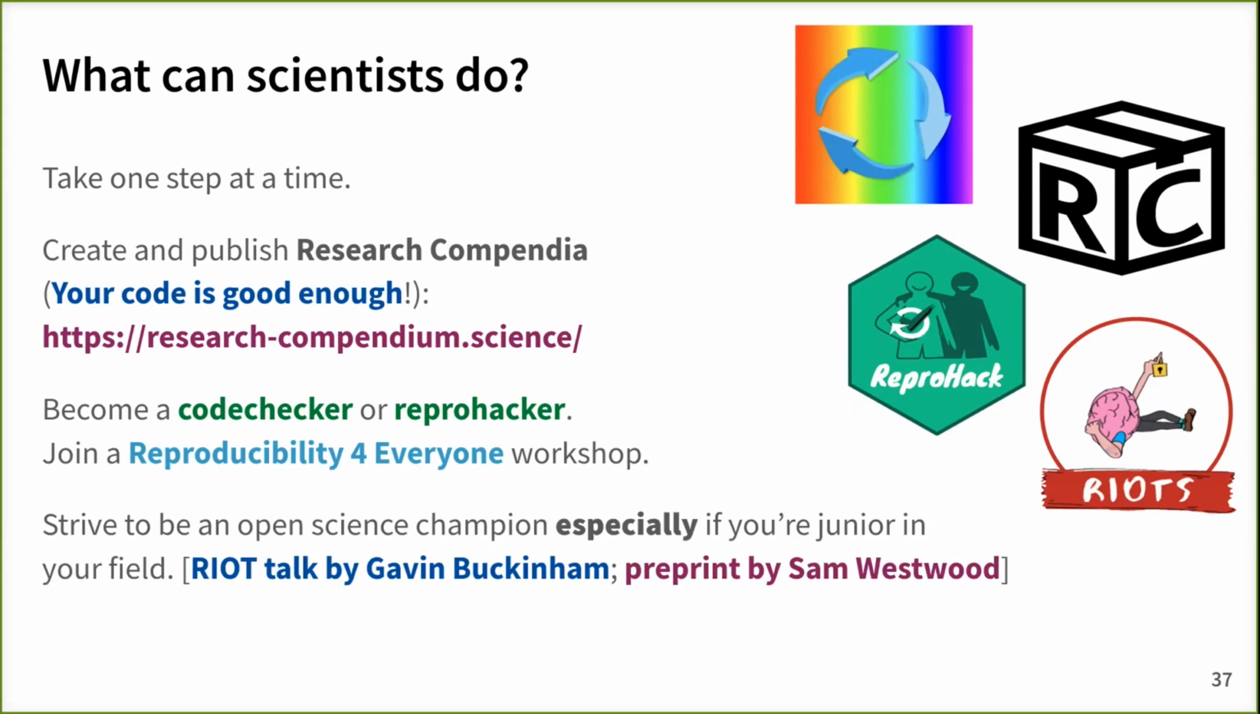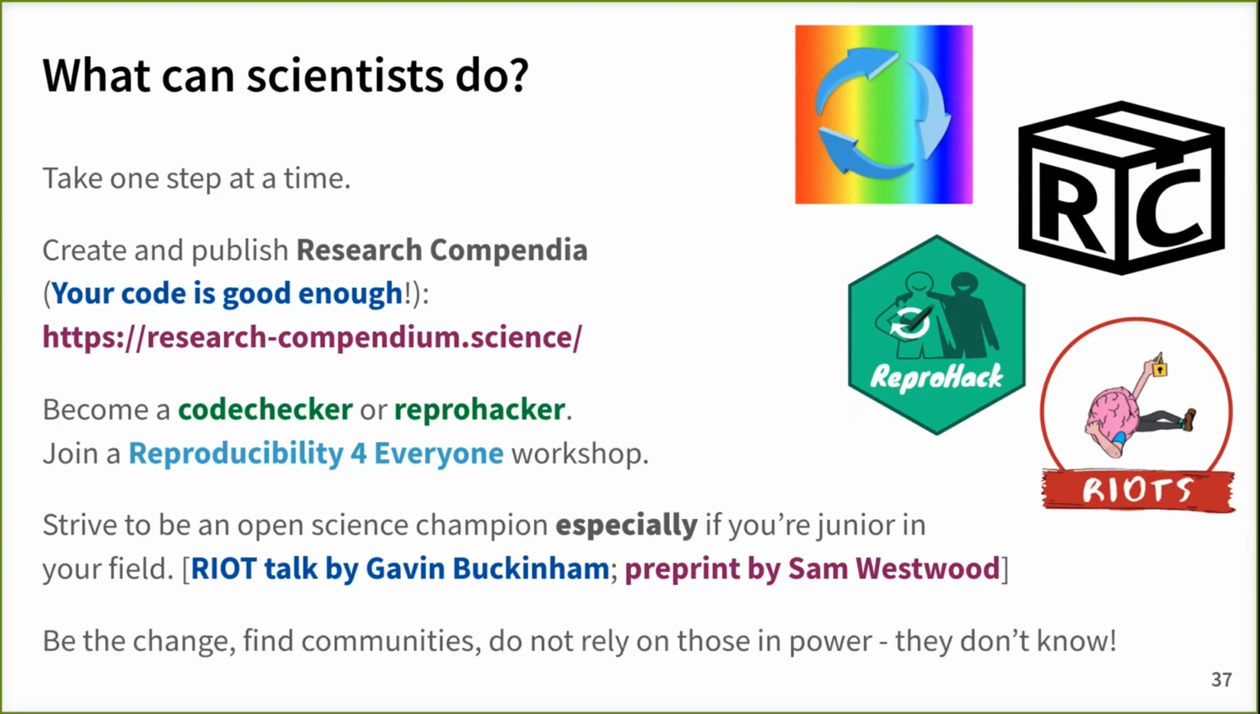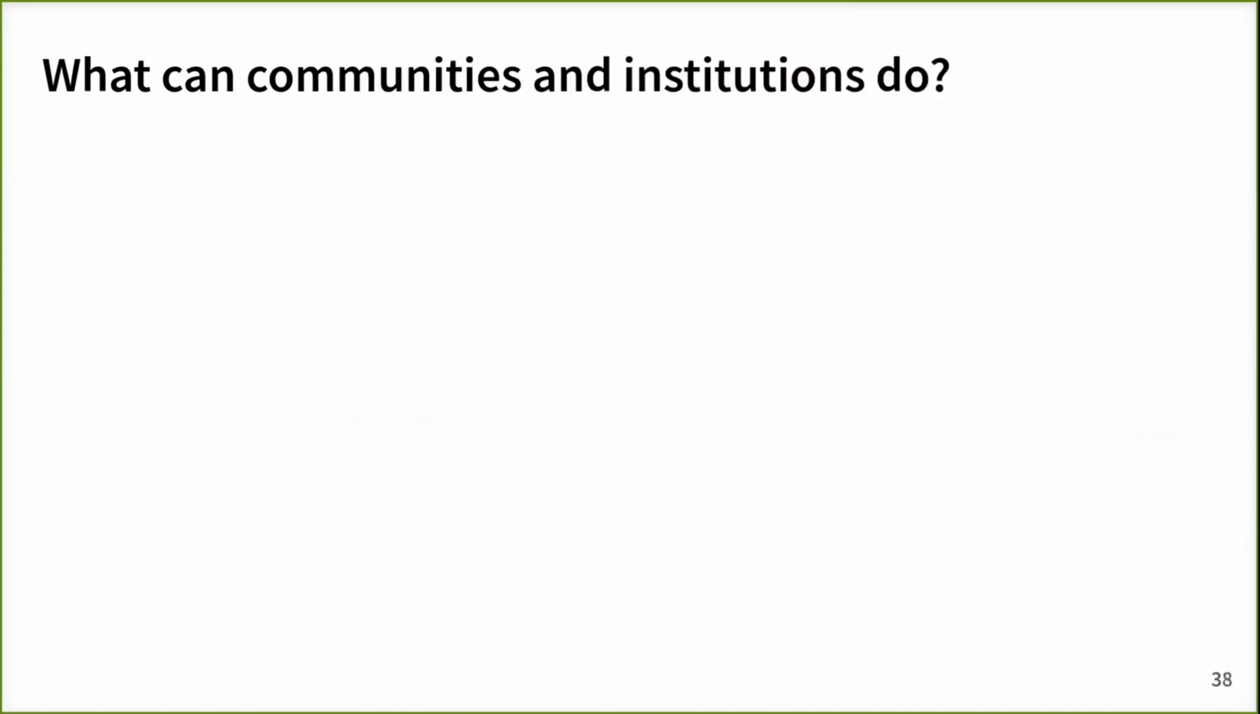And you can yourself strive to be an open science champion if you're junior in your field. And there is a great Riot Talk, which is another YouTube series of talks, that I can recommend by Gavin Buckham that really brings home this argument. So try to build small communities. And also, I tend to say, don't rely on those in power, because your PhD supervisor, if you're an early career researcher, might not know how things work these days because they've built their career at a different time.